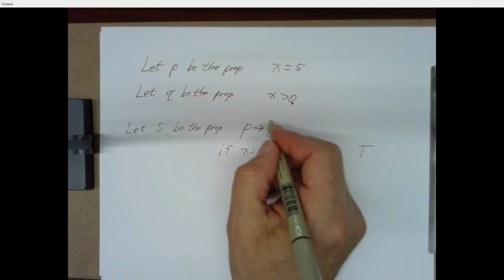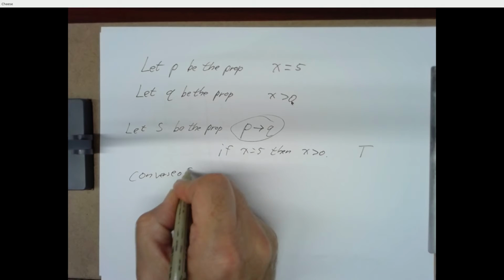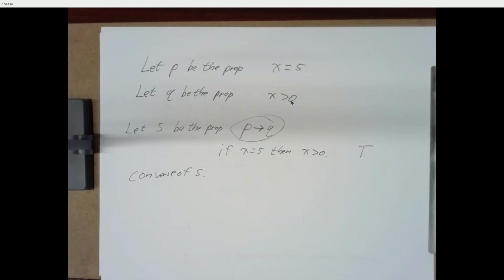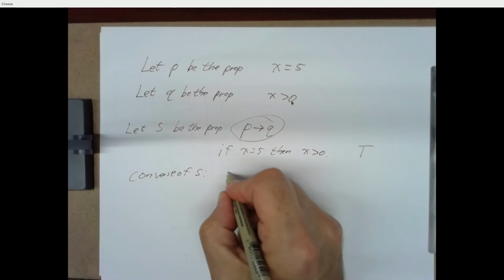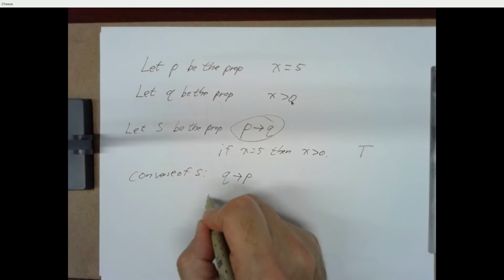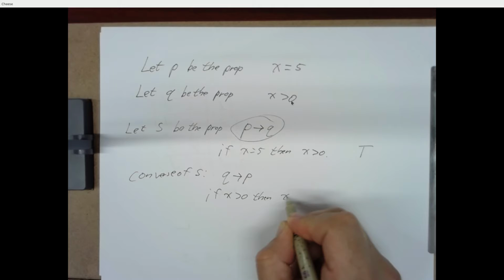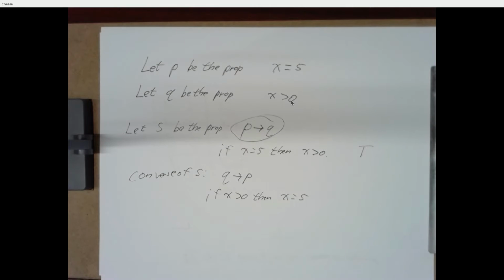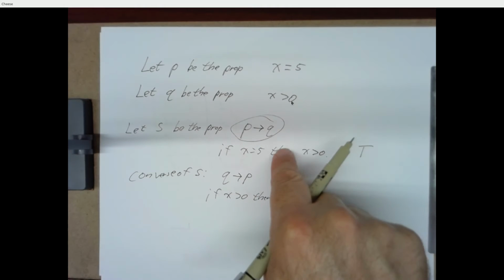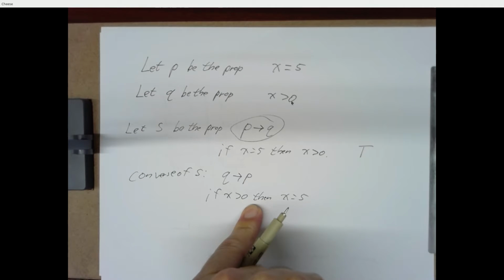Okay, so what's the converse of S? The converse is that if Q, then P. So you just reverse the order. And this statement says if x is bigger than 0, then x equals 5. Is that always true? No. It's only true if x happens to equal 5. So this is not equivalent to this because this is always true. The converse is a contingency, sometimes true, sometimes not.